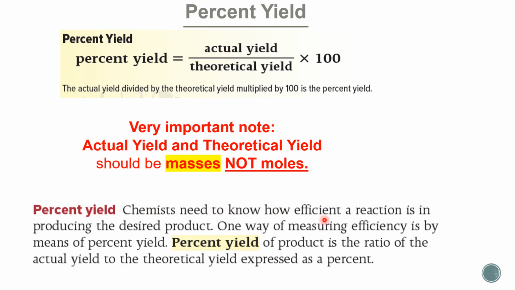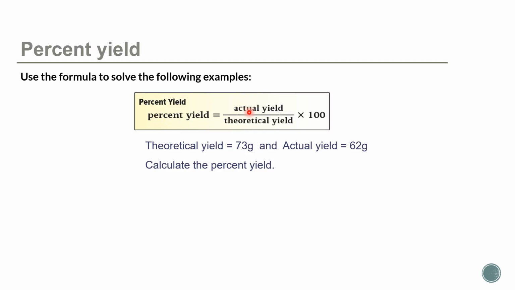So chemists need to know how efficient a reaction is in producing the desired product. يعني الكيميائيين لازم يعرفوا مدى فعالية التفاعل بحيث انه يكون لنا المكون او البرودكت او الناتج اللي احنا نريده. One way of measuring efficiency, يعني كيف نعرف انه احنا سوينا تفاعل كويس او الكمية طلعت كويسة, we use the percent yield, which is this ratio. Okay? In theory, if we get 100% معناها we are perfect. But usually we don't get that.